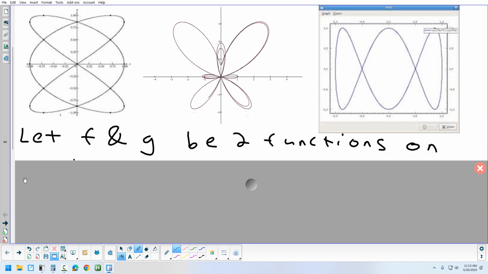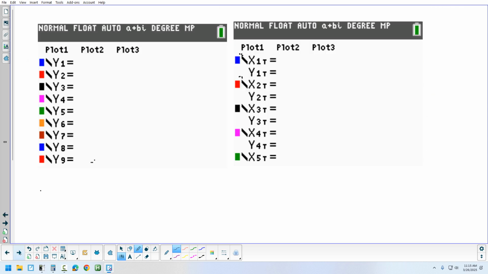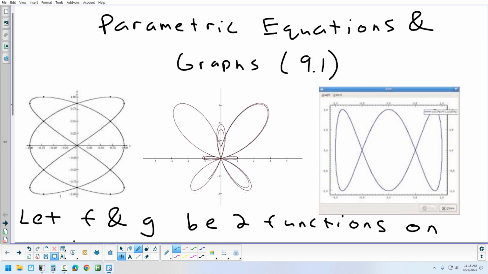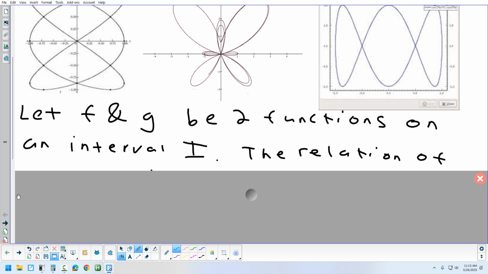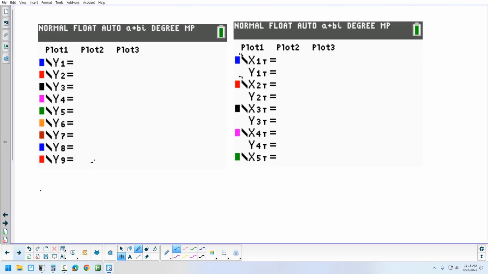All right, so let's call those 2 functions that we would type in. They call them x1 and y1, or x2 and y2. That's what they call them. I'm just going to call them f and g. So let's let those 2 functions be f and g. And those functions are going to be defined on what's called an interval. Okay, so I'm going to have to talk a little bit more about what an interval is.